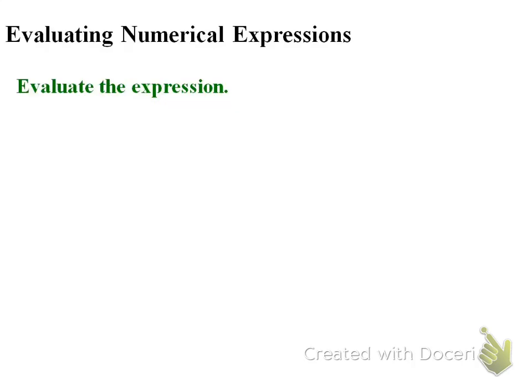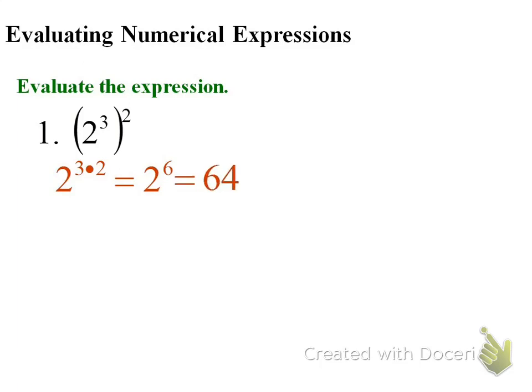All right, here are some examples. So the directions say to evaluate the expression. So number 1, I have 2 to the third to the second. What can I do here? Yeah, you multiply the exponents here. An exponent to an exponent means multiply. So this is like 2 to the 3 times 2, which is 2 to the 6th. 2 to the 6th, if you type it in your calculator, you get 64.